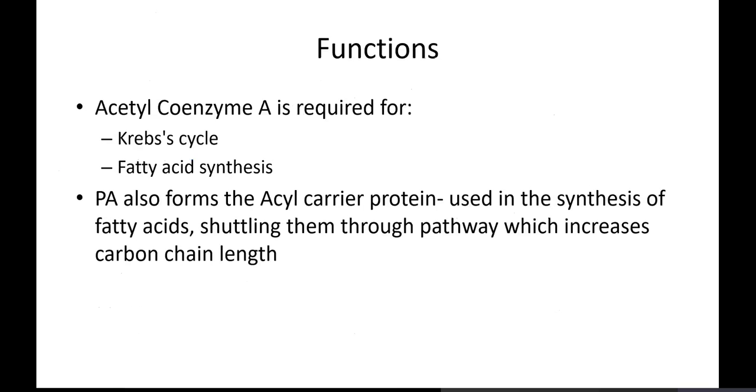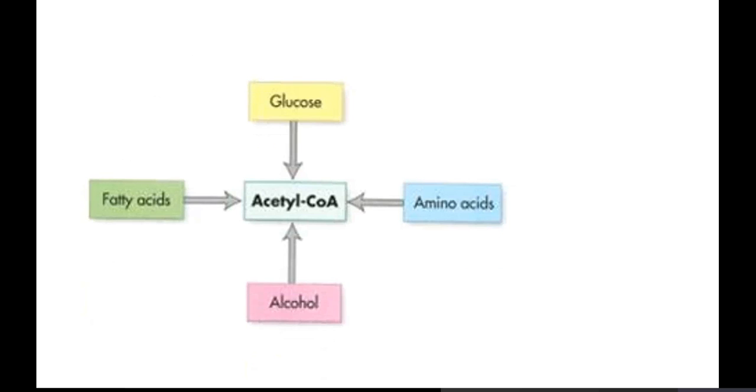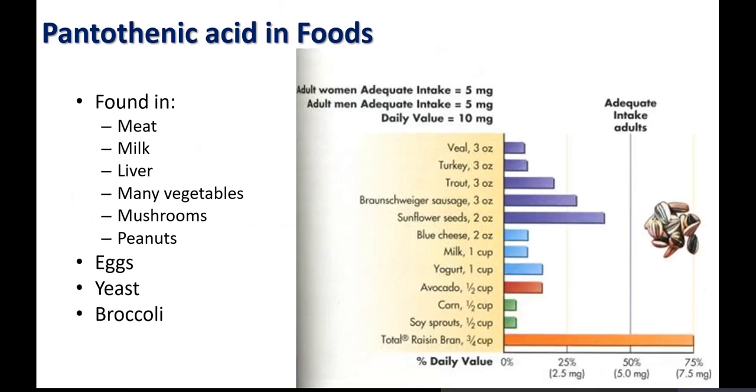What is the function? As we have seen, acetyl coenzyme A is required for the Krebs cycle, the TCA cycle, and fatty acid synthesis. Pantothenic acid also forms acyl carrier protein, which is used in the synthesis of fatty acids, shuttling them through the pathway, which increases the carbon chain length. It is very important: fatty acid, amino acid, alcohol, and glucose mechanisms all need acetyl coenzyme A.